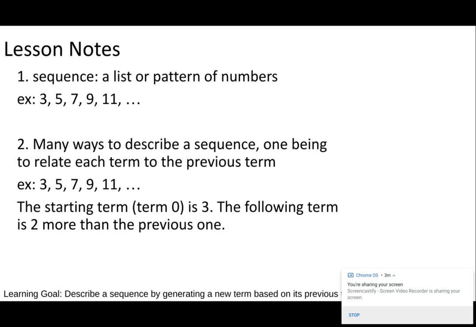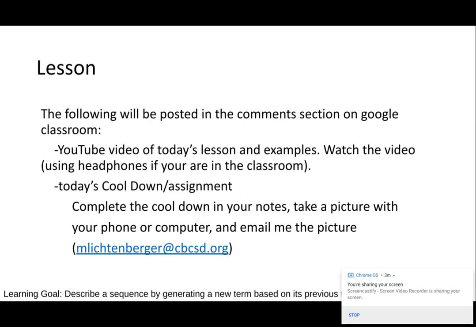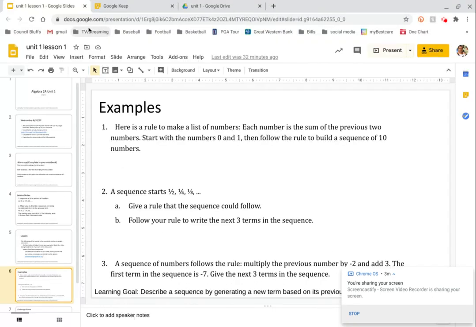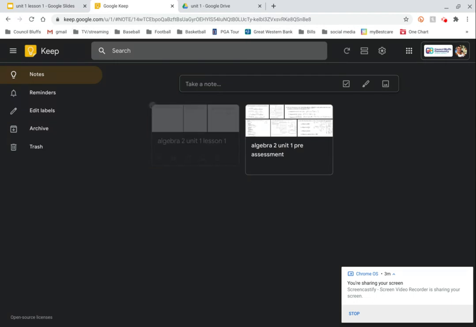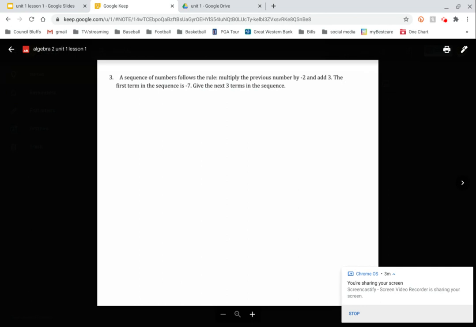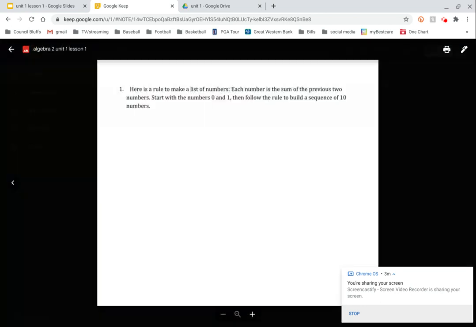That's it. So after I talk about the lesson notes in the video, I'll then go through the examples that follow on the PowerPoint. I'm going to do that here. So let's look at example number 1. That's the wrong one. Here we go.